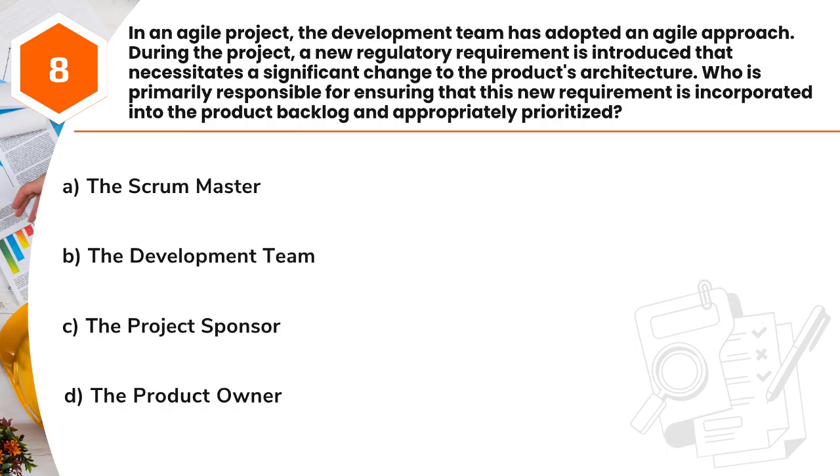Question 8. A project team has adopted an Agile approach. During the project, a new regulatory requirement is introduced that necessitates a significant change to the product's architecture. Who is primarily responsible for ensuring that this new requirement is incorporated into the product backlog and appropriately prioritized? A. The Scrum Master. B. The development team. C. The project sponsor. D. The product owner.